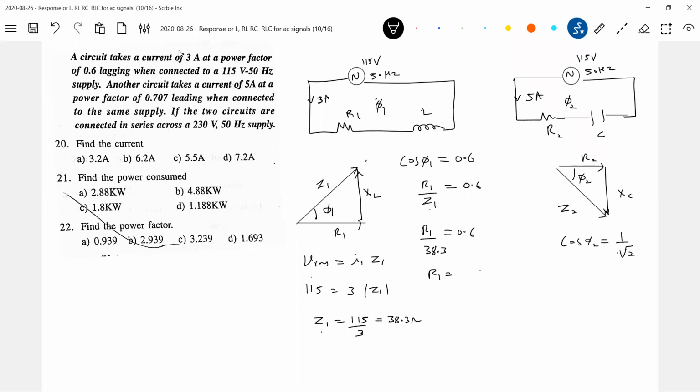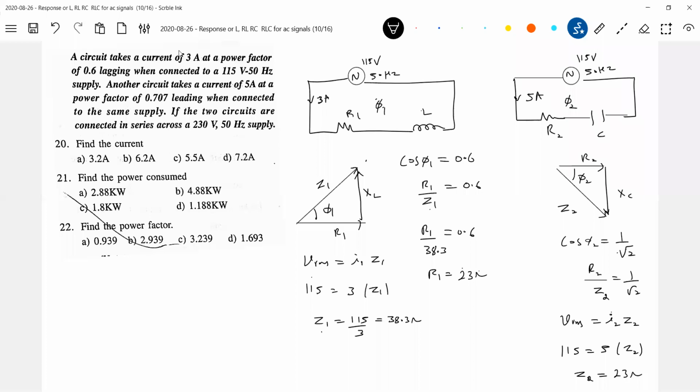Similarly, you proceed here. What is VRMS? I2 into Z2. First, I'll write the cos phi 2 value. Cos phi 2 should be R2 by Z2. So VRMS equals I2 into Z2. VRMS is how much? 115. This is 5. I'll get Z2, which is 23 ohm. Now what about R2? Anybody? 22.98. Shall we make it 23?